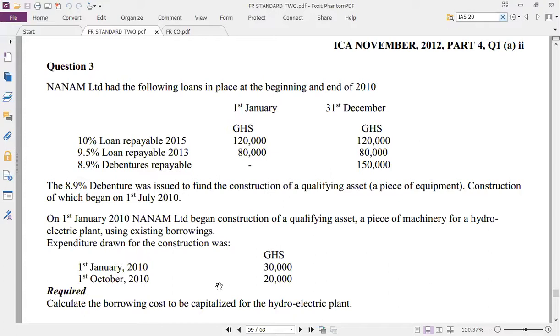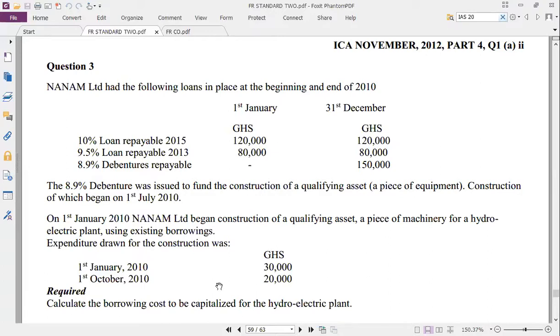We cannot use it because that loan was secured on 1st July, just the middle of the year, for construction of a piece of equipment. So that loan is not free. That means the 8.9% debenture, you're not going to touch it in the calculation of the capitalization rate. Now let's move on.